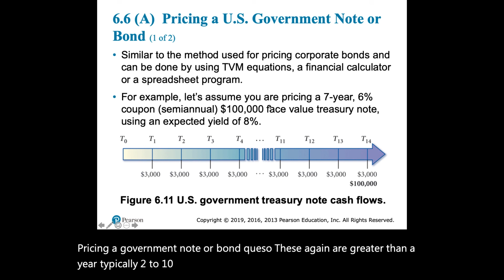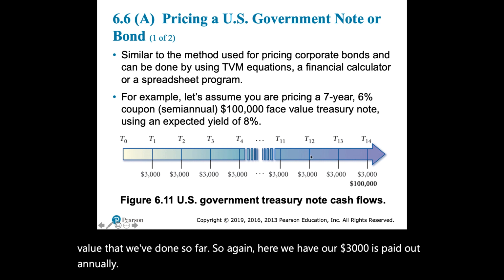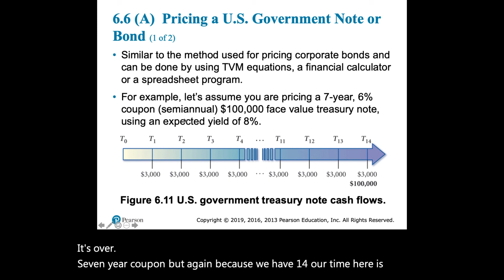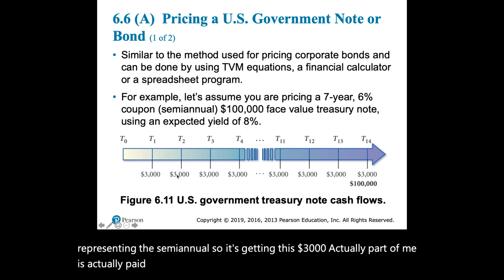Now, pricing a government note or bond, these again are greater than a year, typically 2 to 10 years plus, and it'd be very similar to figuring out the present value that we've done so far. So here we have our $3,000 paid out annually over a 7-year coupon. But because we have 14, our time here is representing the semi-annual. So this $3,000, pardon me, is actually paid out twice in 1 year. So this is actually after year 1. But that's why it's so important to write out that timeline and understand when the payout is happening.